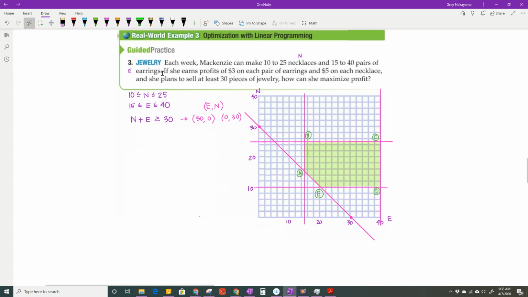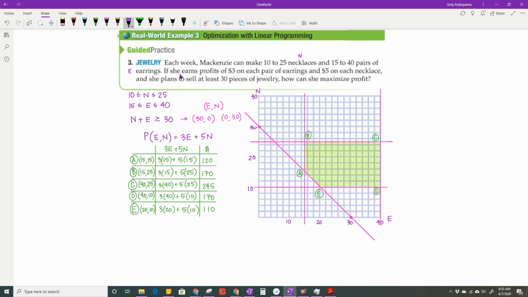Okay. And then once we've done all that graphing, this last one, my profit equation, she's going to earn $3 on each pair of earrings and $5 on each necklace. So I go and find my vertices, which I have labeled A, B, C, D, E. I put them in my chart, and then I'm looking. I want to maximize profit. So which one of these numbers in the last column under dollar signs is the largest? And that, of course, is $245. So Mackenzie should make 40 pairs of earrings and 25 necklaces to maximize the profit. So I've answered the question.